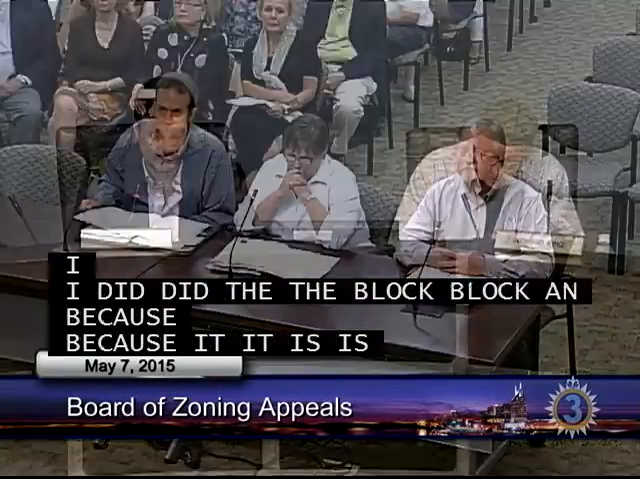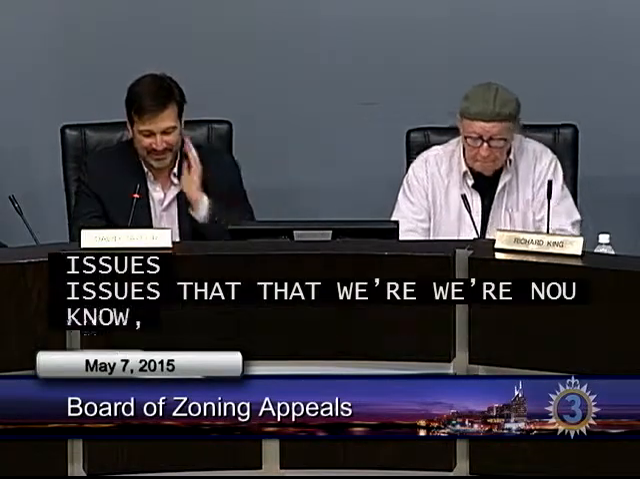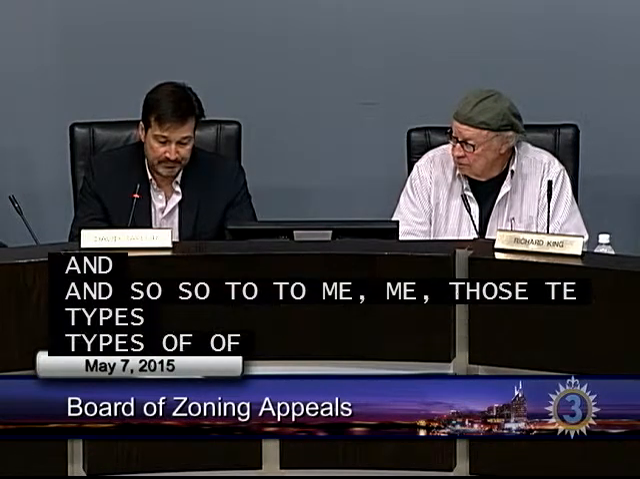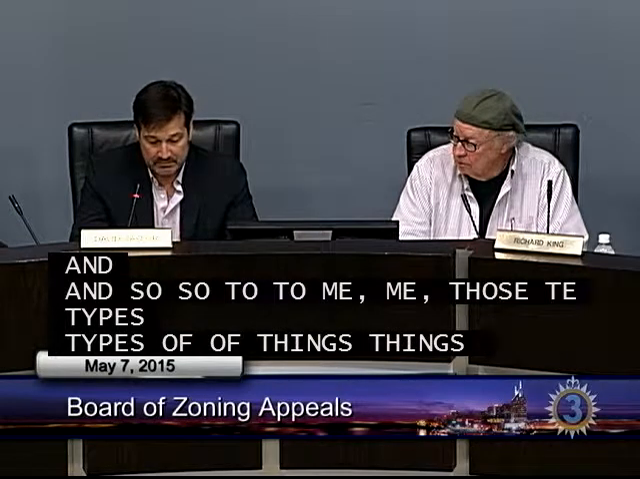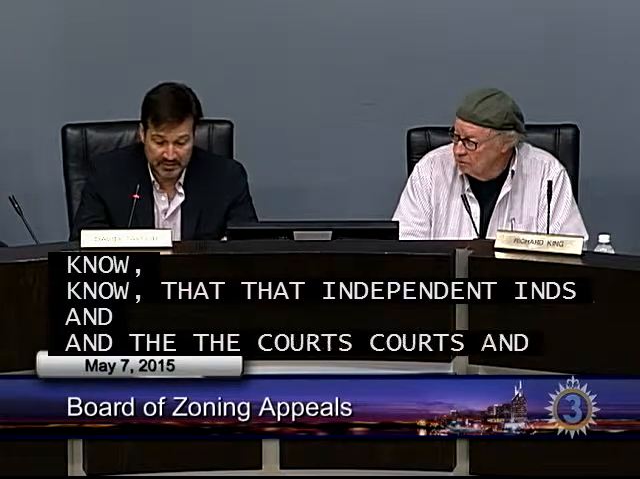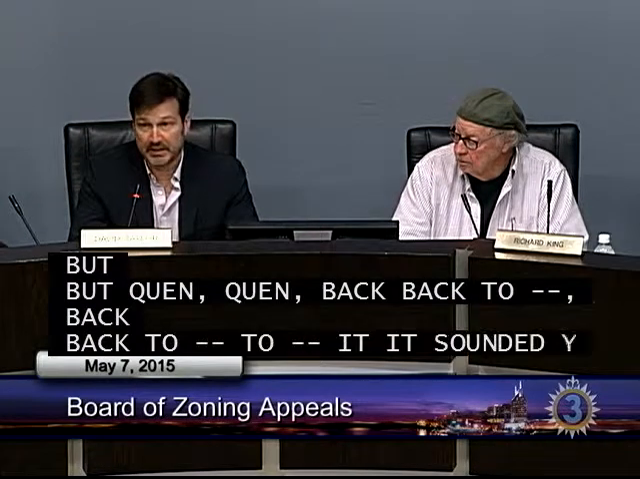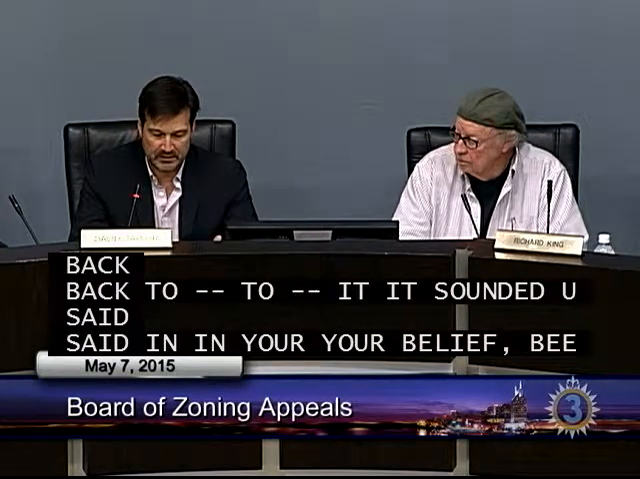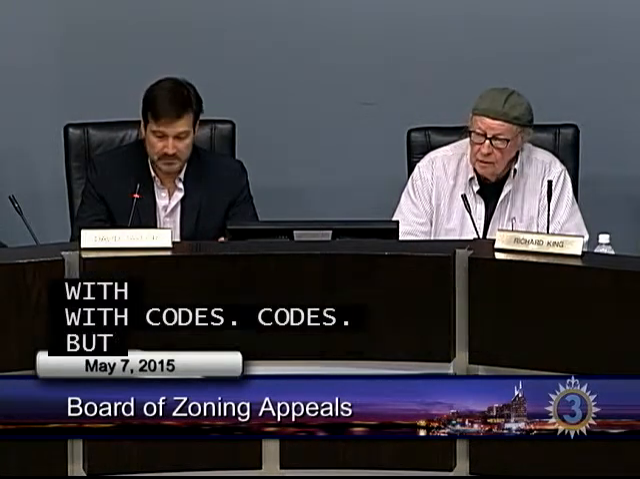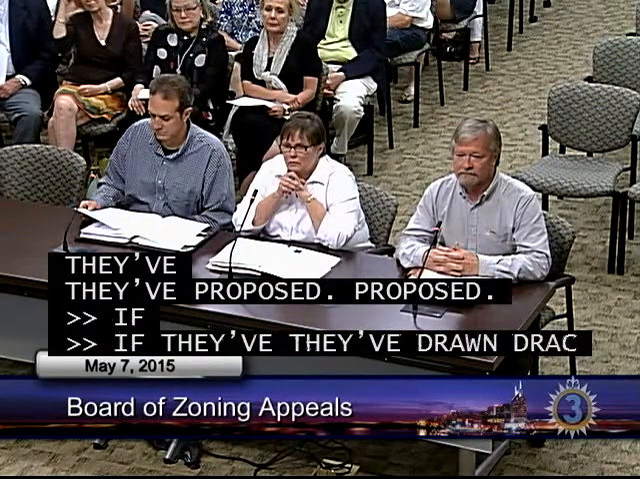My goal is to not get into issues that we really don't need to be getting into. To me, those are the types of things that the independent surveyors and the courts can figure out, the property line. But again, it sounded like you said that in your belief, the Chestnut side might encroach. That's something they can deal with codes, but your property line wouldn't encroach with the building that they proposed. If they've drawn it correctly on my survey, it doesn't. And do you see anything that indicates it's not drawn correctly?